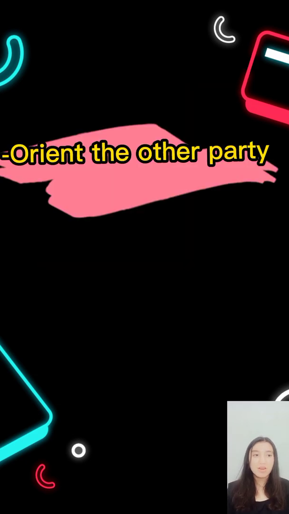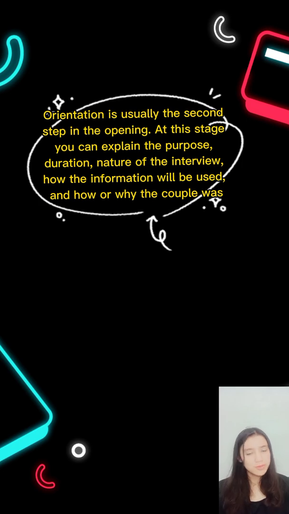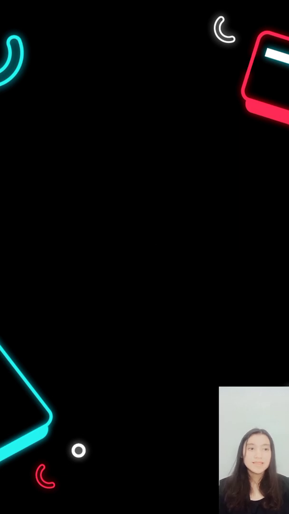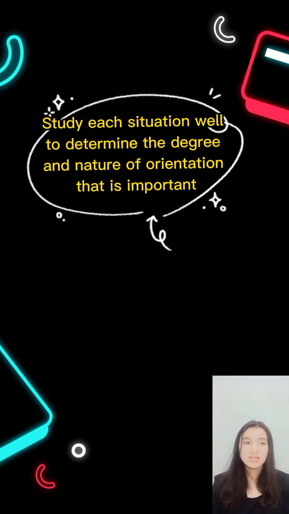And the second is orient the other party. Orientation is usually the second step in the opening. At this stage, you can explain the purpose, duration, and nature of the interview, how the information will be used, and how or why the person was chosen to be interviewed. Study each situation well to determine the degree and nature of orientation that is important.